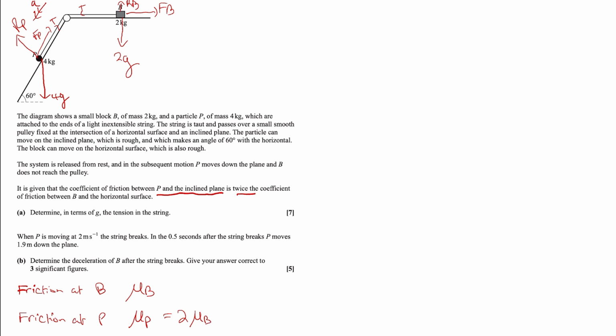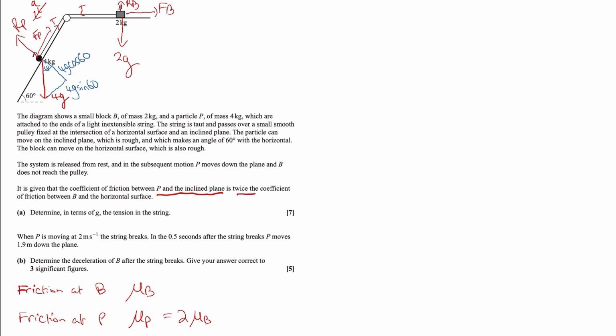Okay, one last thing we should do is we should resolve the weight of the particle at the angle, which means creating this triangle here. This angle is 60, which means this component here is 4g sin 60, and this component here is 4g cos 60.